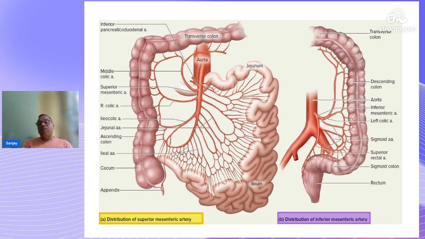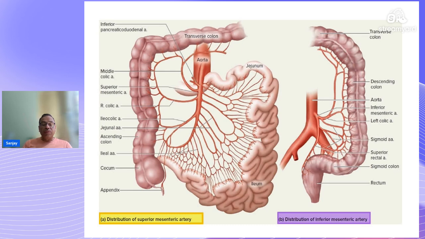Now, the lateral one-third of the transverse colon, the descending colon, the sigmoid, as well as the rectum are supplied by the inferior mesenteric artery. This inferior mesenteric artery divides into three important branches: the left colic artery, which supplies basically the descending colon; then the sigmoid artery, which supplies the sigmoid colon; and then the superior rectal artery, supplying the major part of the rectum.